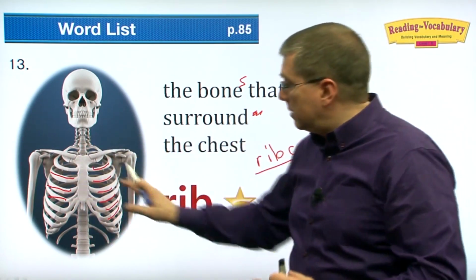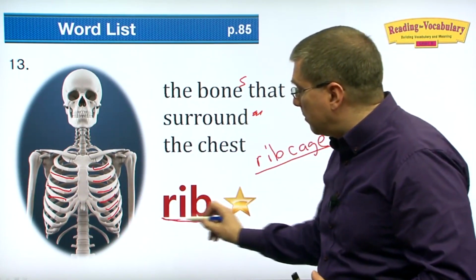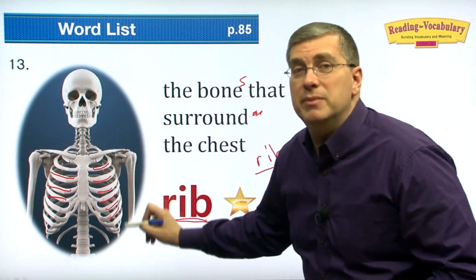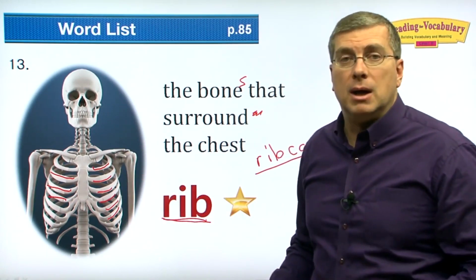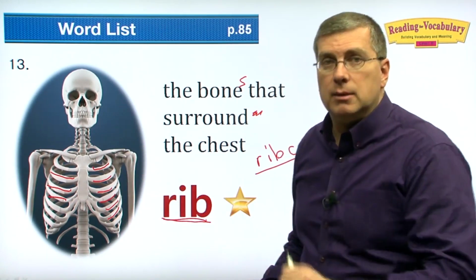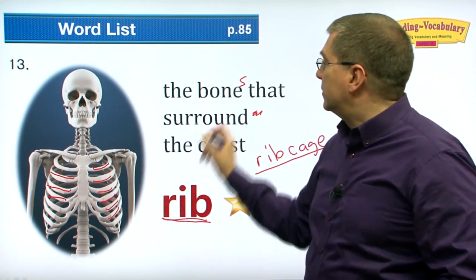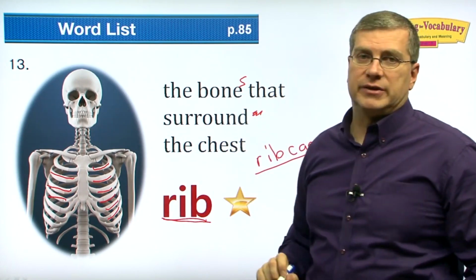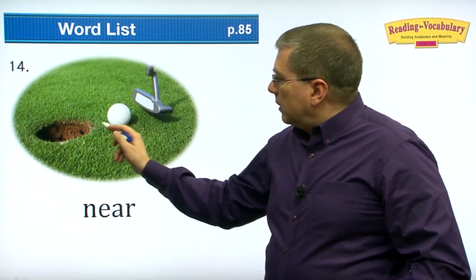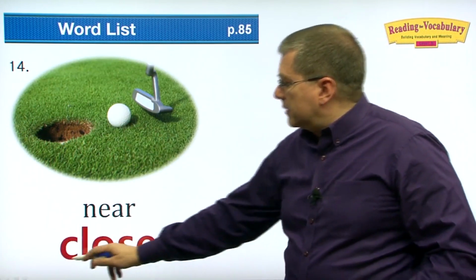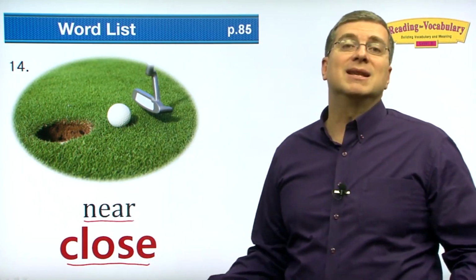Rib cage is the whole thing, right? It's like a cage that protects the inside of your body. We call it a rib cage, and it's made up of the individual ribs. There are many ribs, okay? So rib, R-I-B, rib, rib, okay? We've got the I between the R and the B. So these are called ribs, the bones that surround the chest, ribs, okay. Near. Near, this is very near the whole, right? We could also say it's close. So near and close mean the same thing. They mean the same thing, okay?